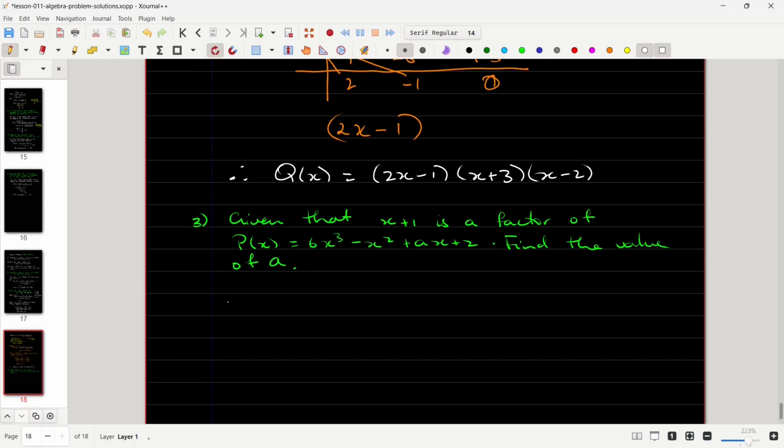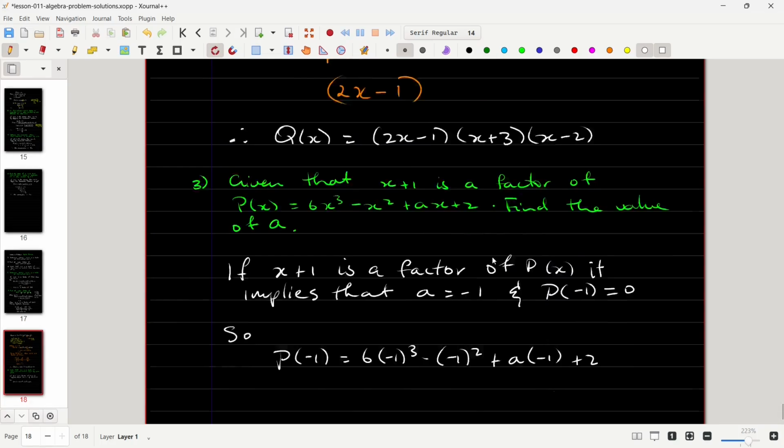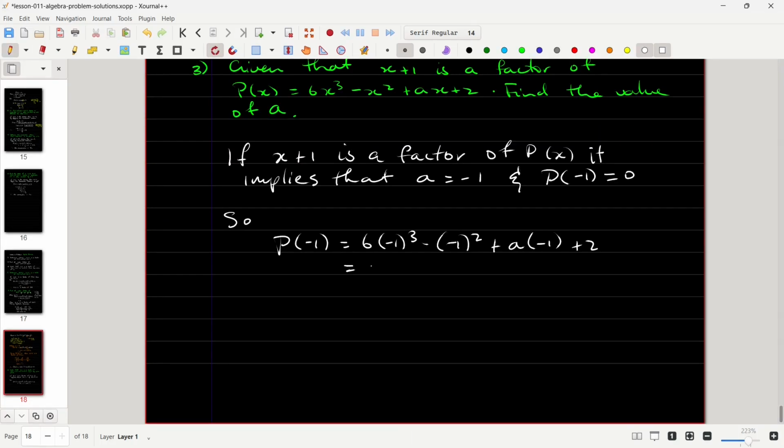All right, so if x plus 1 is a factor of p of x, it implies that a is equal to negative 1 and p of negative 1 would be equal to 0. So p of negative 1 would be equivalent to 6 into negative 1 raised to the third power minus negative 1 to the second power plus a into negative 1 plus 2. I am supposed to put negative a. So this here is negative 6.